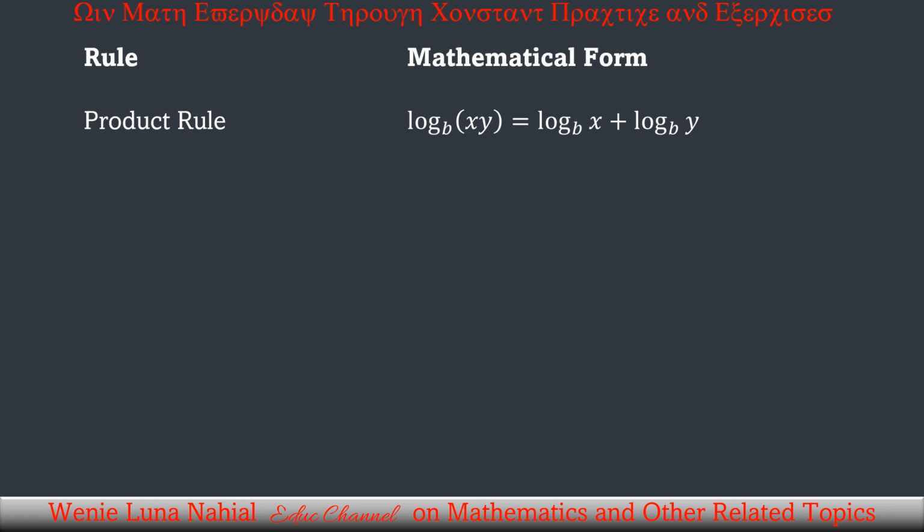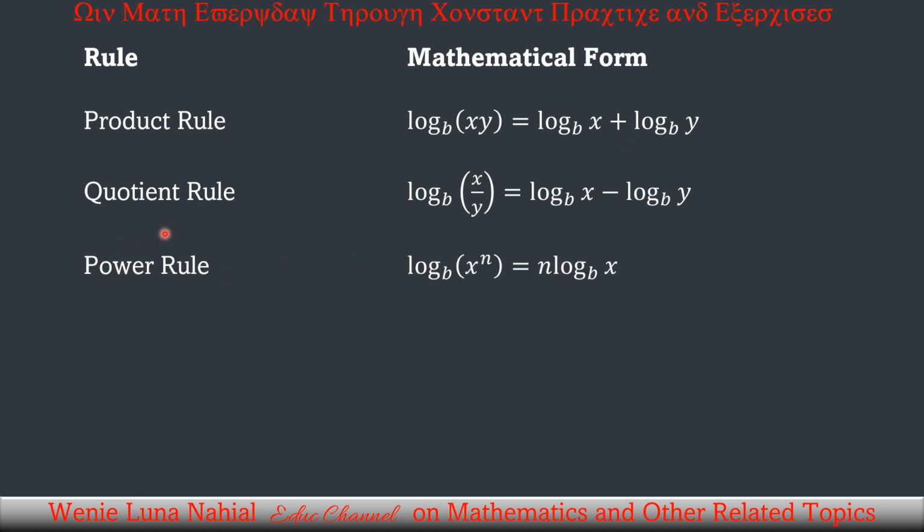Now, these are the rules and the mathematical form. We have the product rule. The logarithm of the product of x and y to the base b is equal to the logarithm of x to the base b plus the logarithm of y to the base b. Then the quotient rule, we have the logarithm of x divided by y to the base b is equal to the logarithm of x to the base b minus the logarithm of y to the base b.